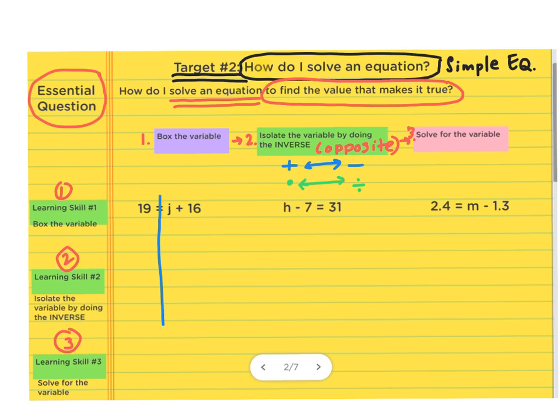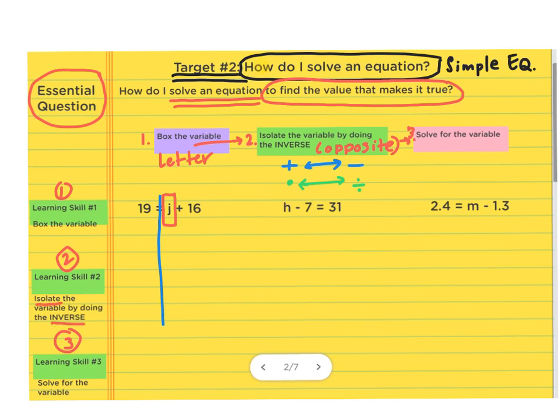All right, so the first step says we're going to box the variable. That is step number 1. So let's go ahead and put a box around the variable. Now remember, the variable is a letter that represents a number. So don't forget that. It's a letter. Okay, that's Miss Olton. Now the second thing we want to do is get everybody away from Miss Olton. So we are going to isolate the variable, or get Miss Olton all by herself, by taking the inverse.